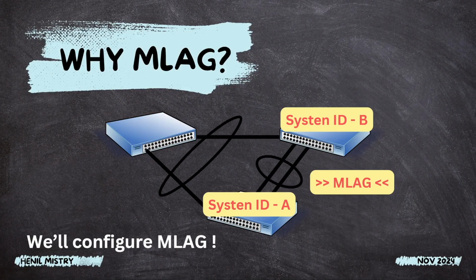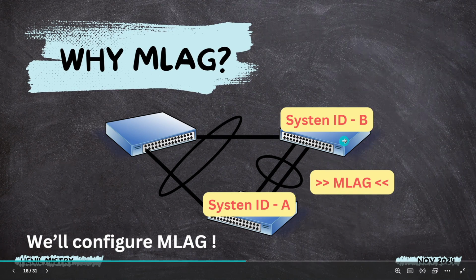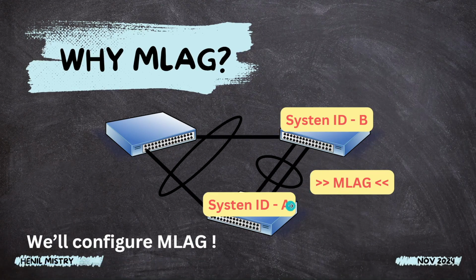So how can MLAG help here? We can configure MLAG, and for that, first of all, we need to have a port channel between the two switches on which we want to configure MLAG.